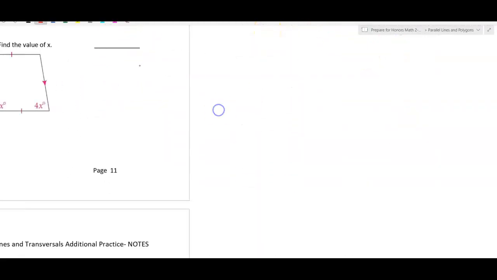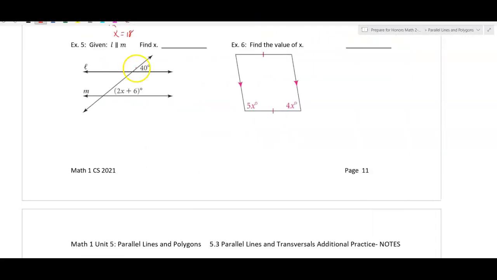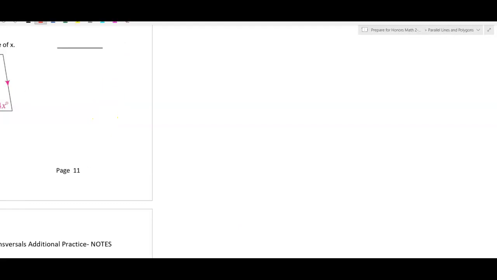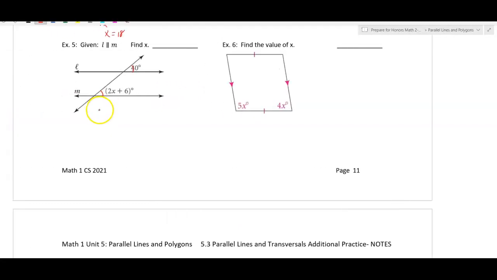Example 5. These angles are corresponding angles, right? And what do we know about corresponding angles? Corresponding angles are congruent. So I set these measures equal to each other. Subtract 6 from both sides. 2x equals 34. Divide by 2. X is 17.